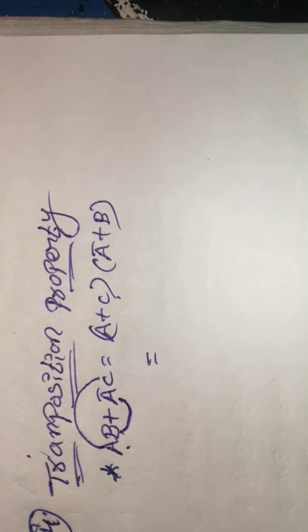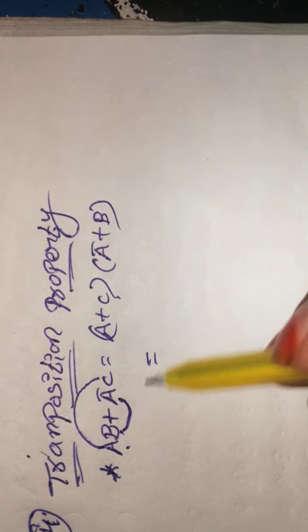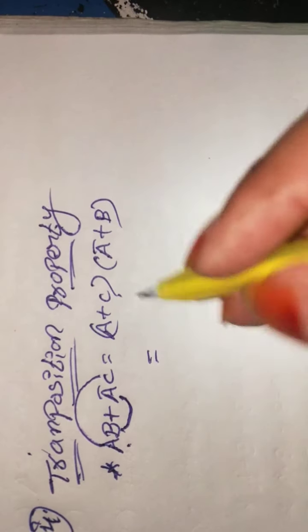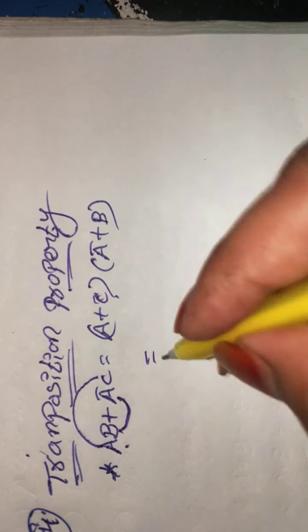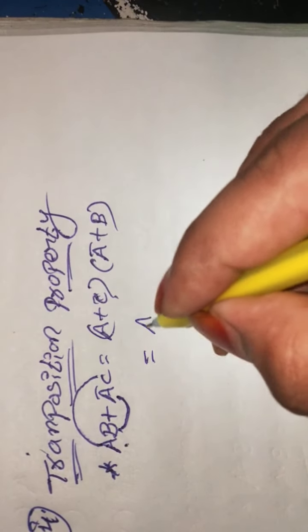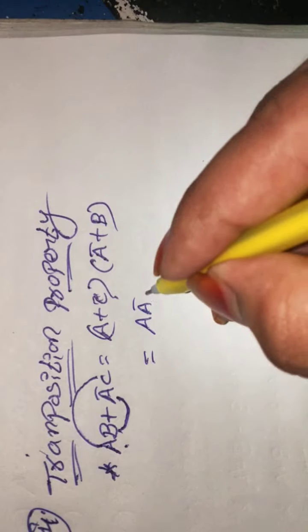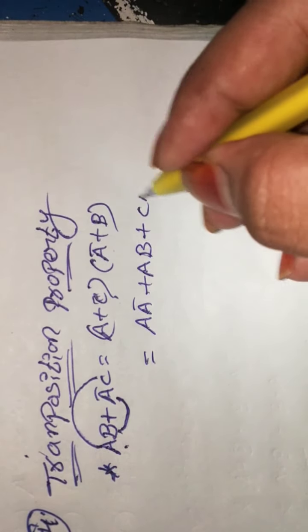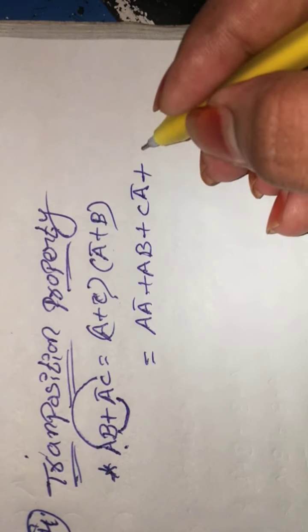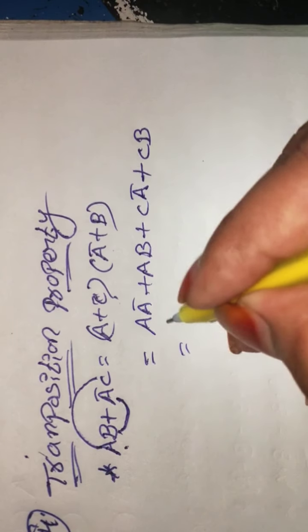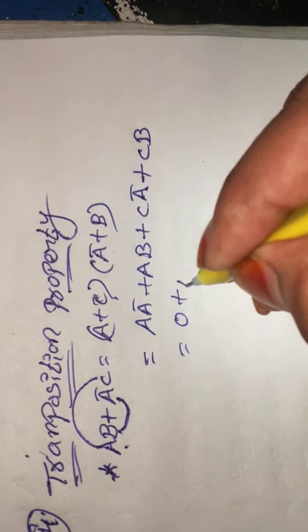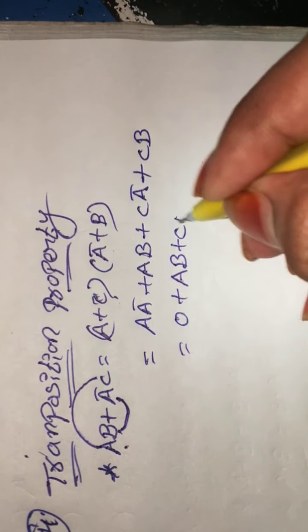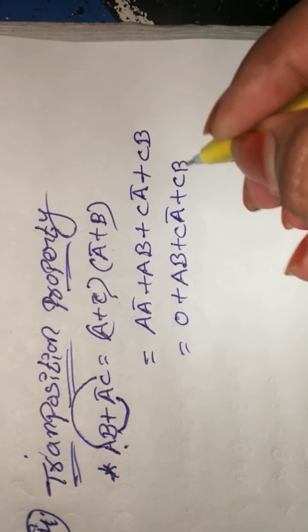Now we can check whether the above property is true or false. Now we check A into A bar plus AB plus C into A bar plus C into B. Here A into A bar equal to 0, plus AB plus CA bar plus CB.